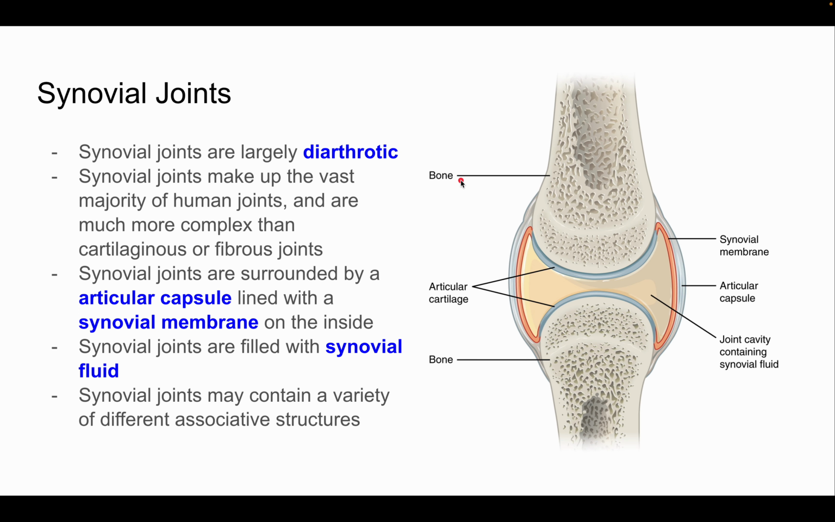So synovial joints are largely diarthrotic, so a high range of movement. Synovial joints make up the vast majority of human joints and are much more complex than cartilaginous or fibrous joints. They have a lot of different components, and they're very diverse. Synovial joints are surrounded by an articular capsule, and they're lined with a synovial membrane. On the inside, synovial joints are filled with synovial fluid.